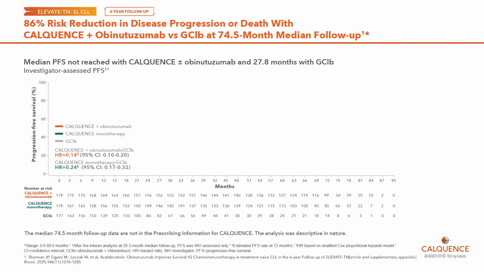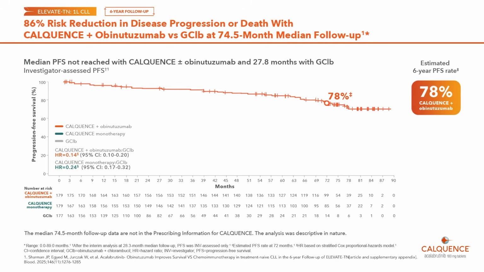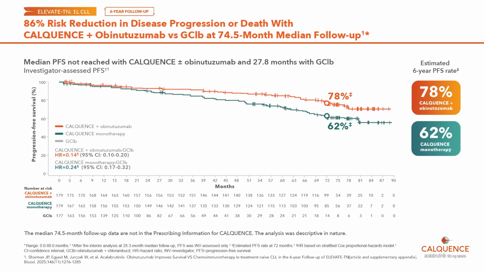What we see in the graph on screen is the estimated percentage of patients who are alive and progression-free in each arm. At 72 months, these percentages were 78% with CALQUENCE and obinutuzumab, 62% with CALQUENCE monotherapy, and 17% with chlorambucil and obinutuzumab. The median PFS was not reached for patients treated with CALQUENCE, with or without obinutuzumab, and was 27.8 months with chlorambucil and obinutuzumab.